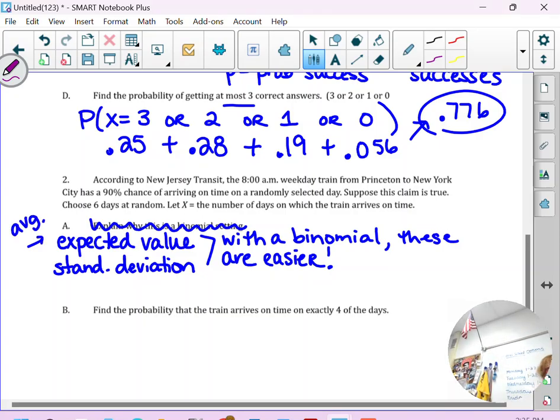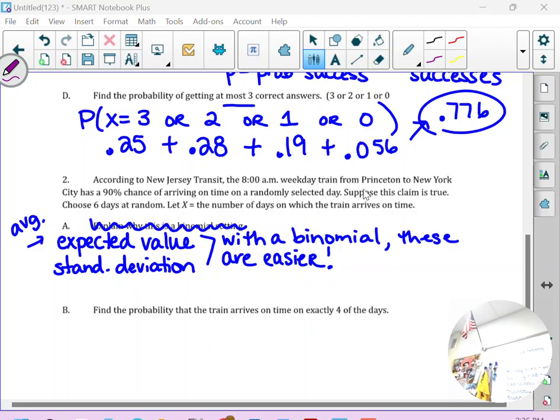There's a very easy formula for standard deviation. We don't have to put the whole table in, like we did with the Skittles problem. When we have a binomial problem, we don't have to calculate the whole table to figure out how to do these two things. All right, so let me show you.